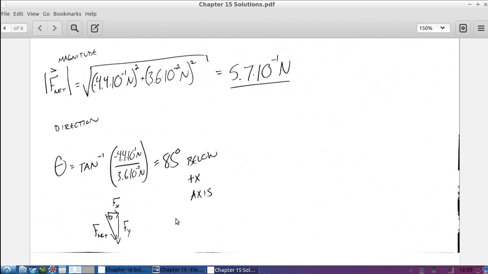I always want to measure from the nearest x-axis. That's my convention, because that's how I like all my right triangles to look. Because the x component stays with the cosine, the y component stays with the sine. I don't have to mess with my formulas, anything like that. So I've got the magnitude of the net force, and I've got the direction of the net force.